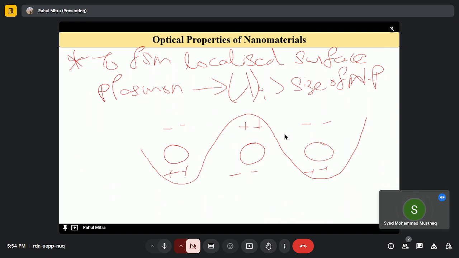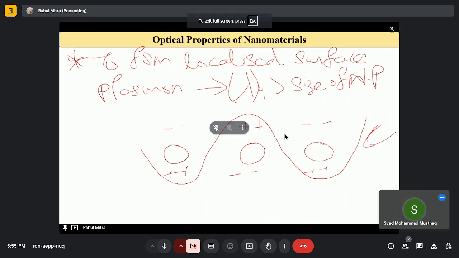For example, cadmium selenide quantum dots have different colors depending upon the size of the quantum dot. It can change from blue to green to yellow to orange to red. So depending upon the size, and due to this localized surface plasmon, they emit different wavelengths of electromagnetic radiation. So this is about the optical properties of nanomaterials.